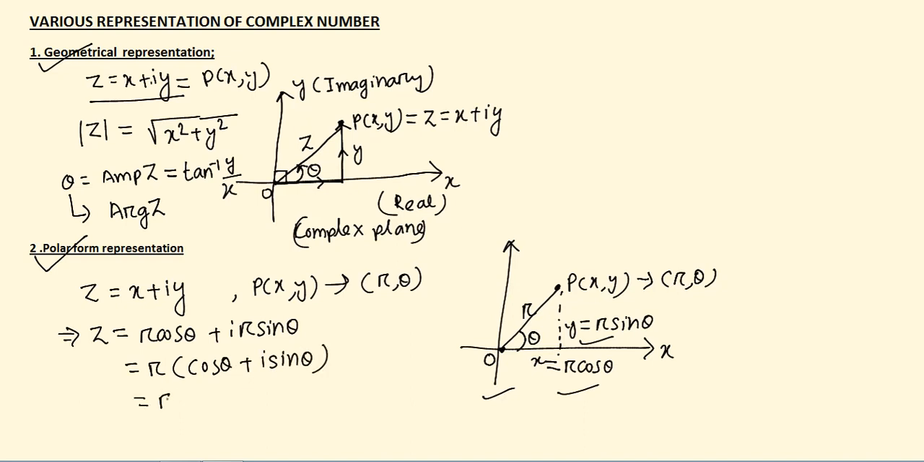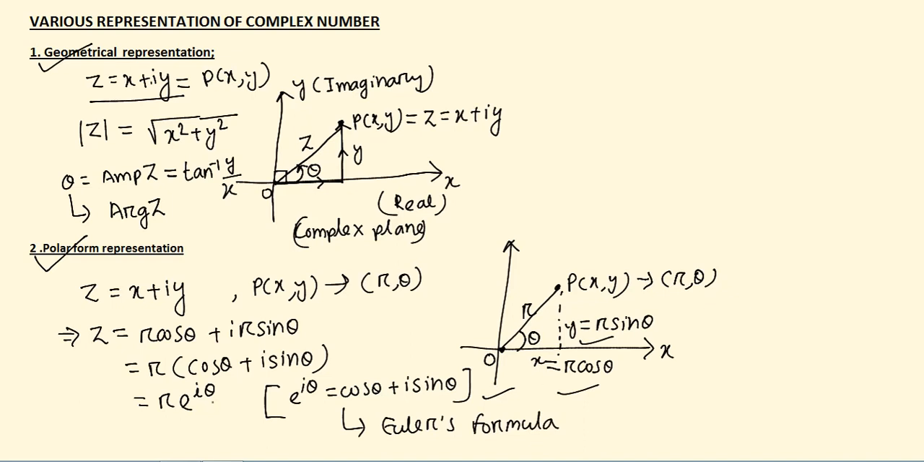So we can write z equal to r times e to the power i theta. Here we know that e to the power i theta equals cos theta plus i sin theta. This formula is known as Euler's formula. So finally we got the result z equal to r e to the power i theta. This represents the complex number in polar form.